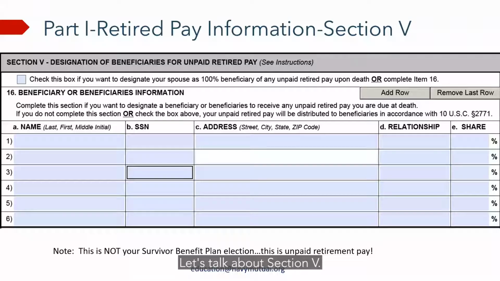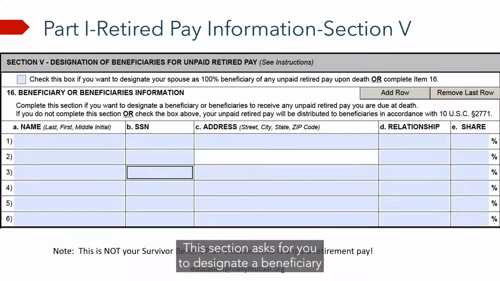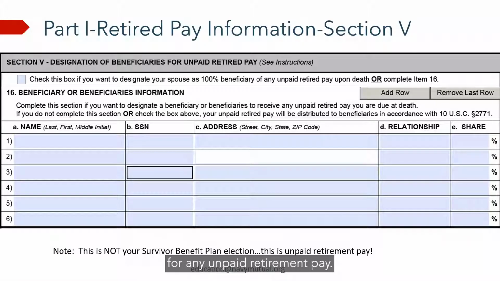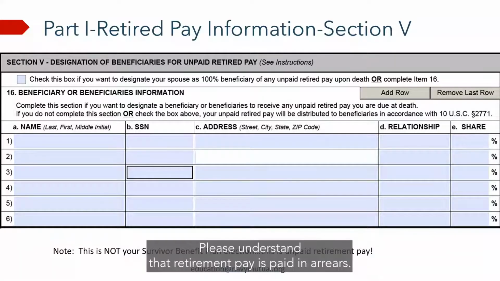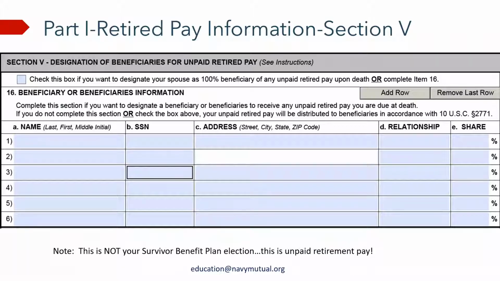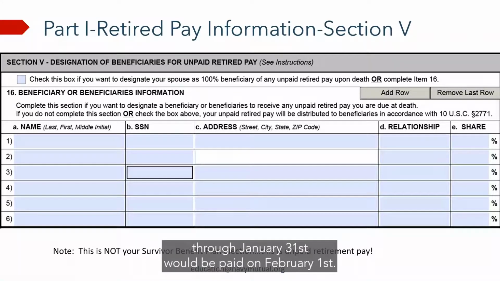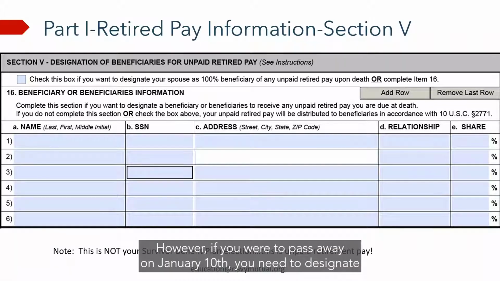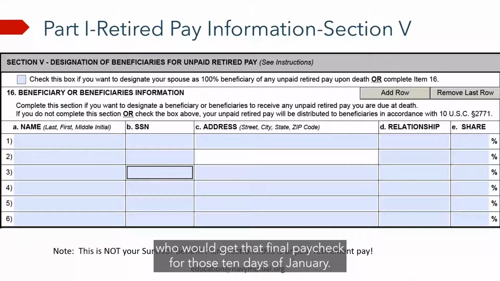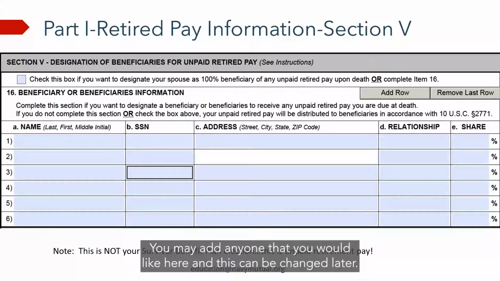Let's talk about Section 5. This section asks for you to designate a beneficiary for any unpaid retirement pay. Please understand that retirement pay is paid in arrears. For example, the pay that you earn for January 1st through January 31st would be paid on February 1st. However, if you were to pass away on January 10th, you need to designate who would get that final paycheck for those 10 days of January. You may add anyone that you would like here, and this can be changed later.